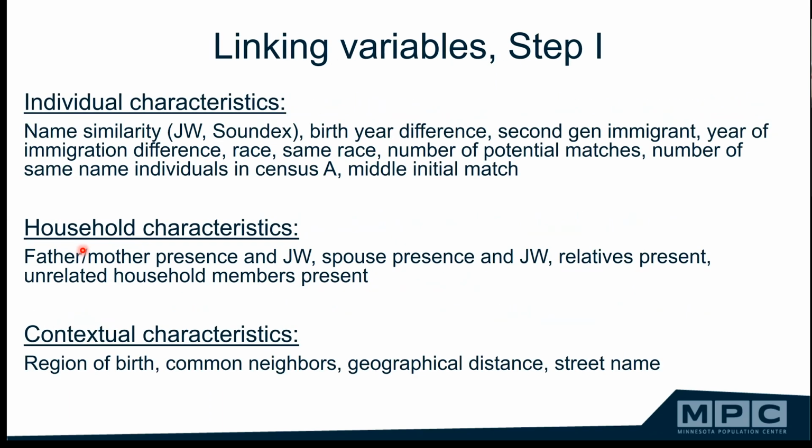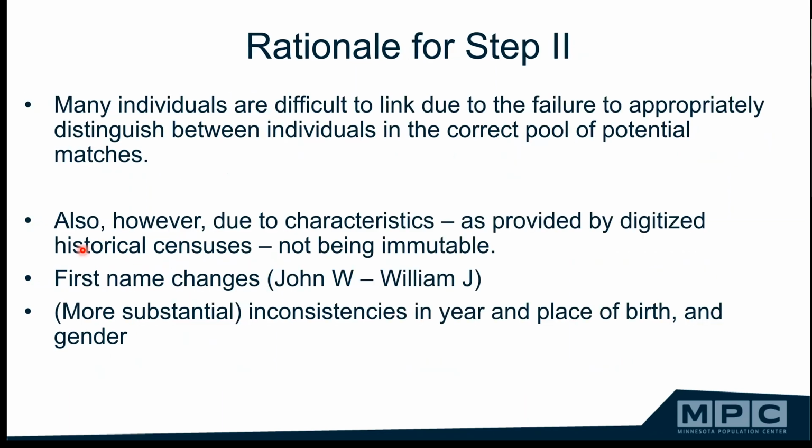So that's basically step one, at the end of which we have a bunch of links, and this takes us to step two. The underlying rationale is the knowledge that many individuals are difficult to link due to the failure to appropriately distinguish between individuals in the correct pool of potential matches. For example, people with very common names are very difficult to link, even if you're taking into account all of these linking characteristics that we're using.